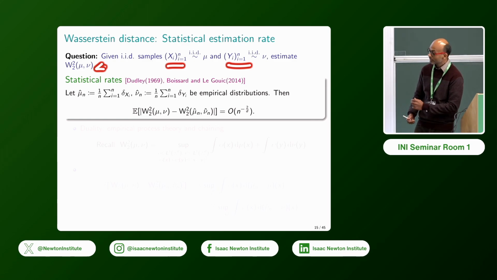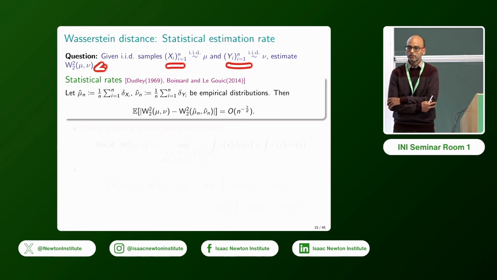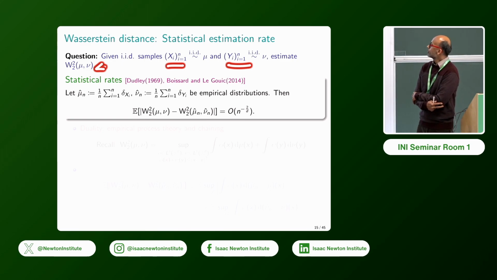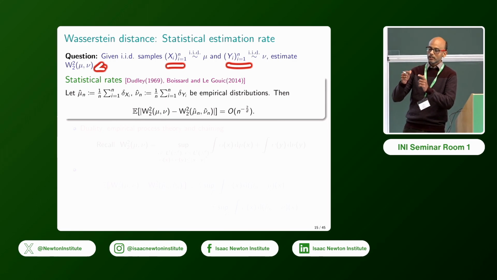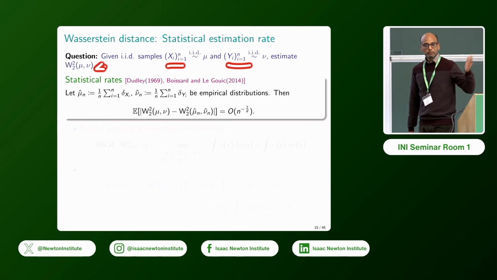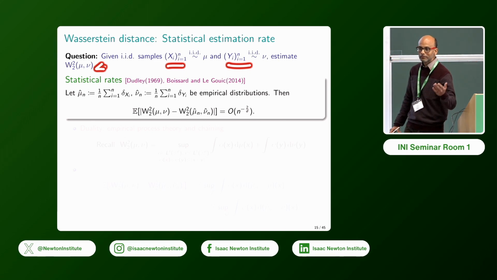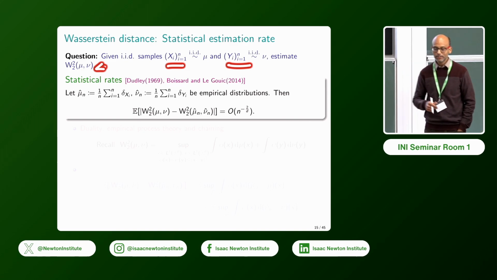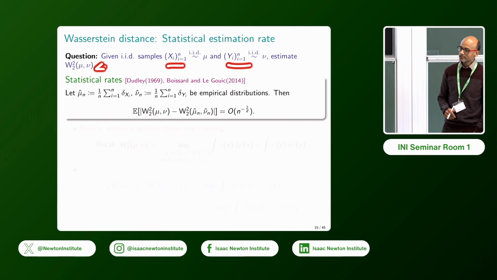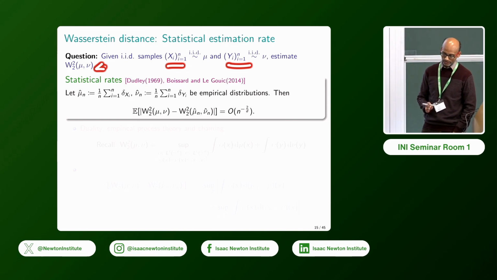It was, in fact, addressed in '69. I think some references are missing here. There is also work by Fournier. The point is the estimation error rate of the Wasserstein distance squared is n to the negative 2 over d. Of course, fans of MMD can argue that MMD doesn't have any dimension dependence in the rate, while this is dimension dependent. Wasserstein suffers from the curse of dimensionality.